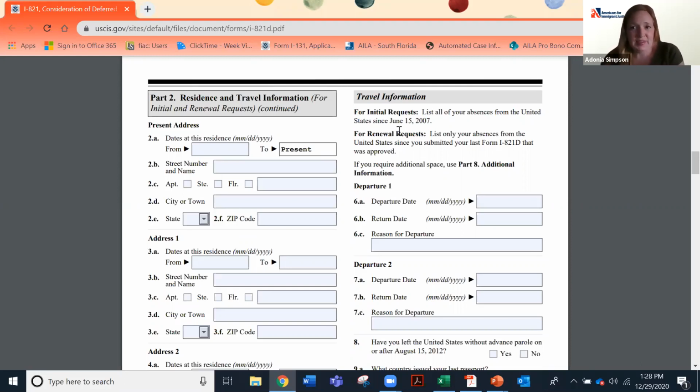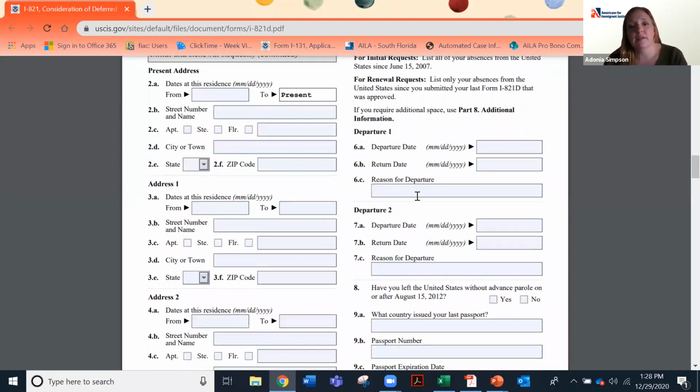All right. And next, we mentioned briefly absences since June 15th, 2007. If you did take any departures within that time, you'll have to put it here. Again, please talk to an attorney, because if it wasn't a brief, casual, innocent departure from the United States, it could break the physical presence that you need for eligibility. And the last thing we want you to do is submit an application that you may not be eligible for. So if there have been any departures since that date in 2007, speak to an attorney.